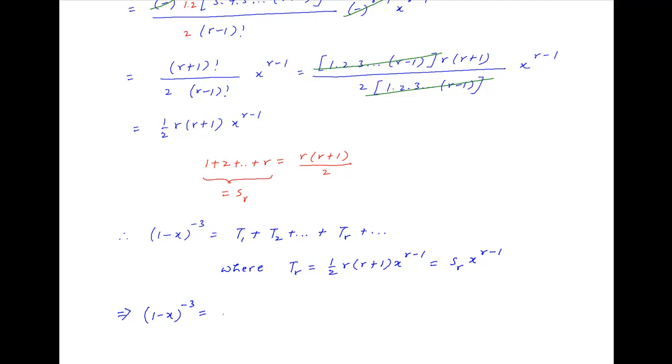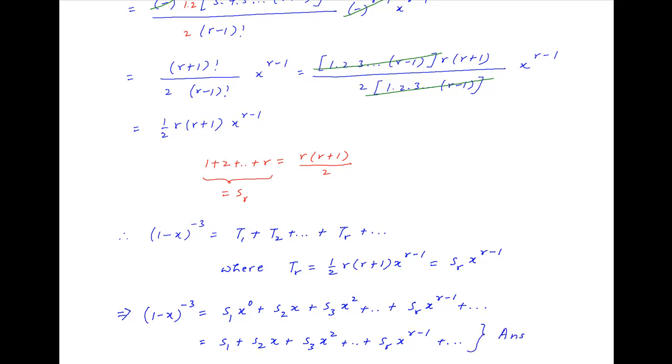And therefore (1 - x)^(-3) can be written as S1 times x^0 + S2 times x^1 + S3 times x^2 + and so on + Sr times x^(r-1) + and so on, which is equal to S1 + S2x + S3x^2 + and so on + Sr times x^(r-1) + and so on. And this is the required result.